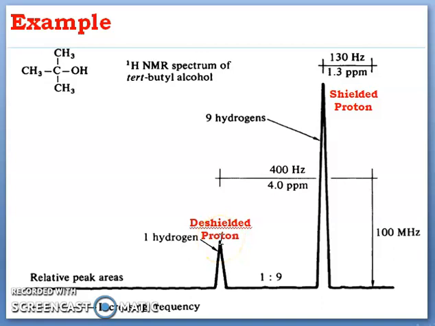Hence, shielding arises in a proton if it is surrounded by an electron cloud. If you remove the electron cloud by any influence, then the proton will become deshielded. I hope you have understood the concept of the shielding and deshielding mechanism.